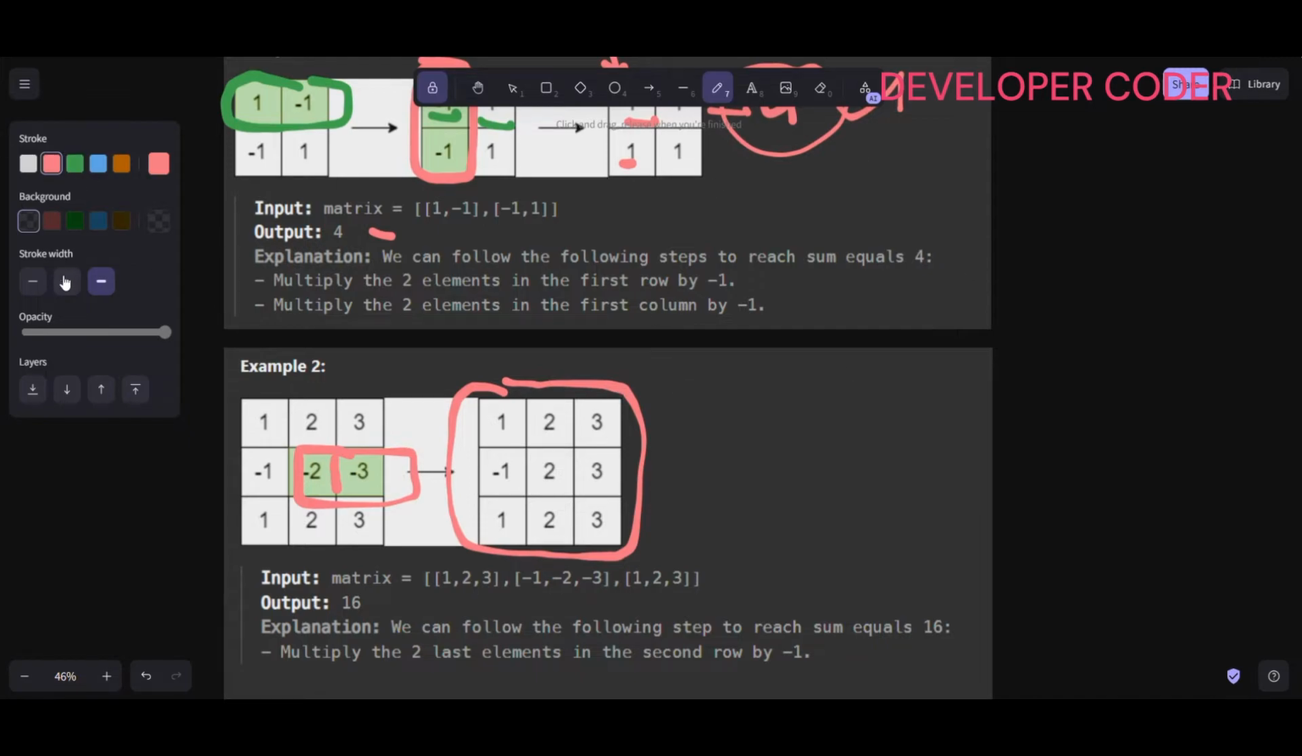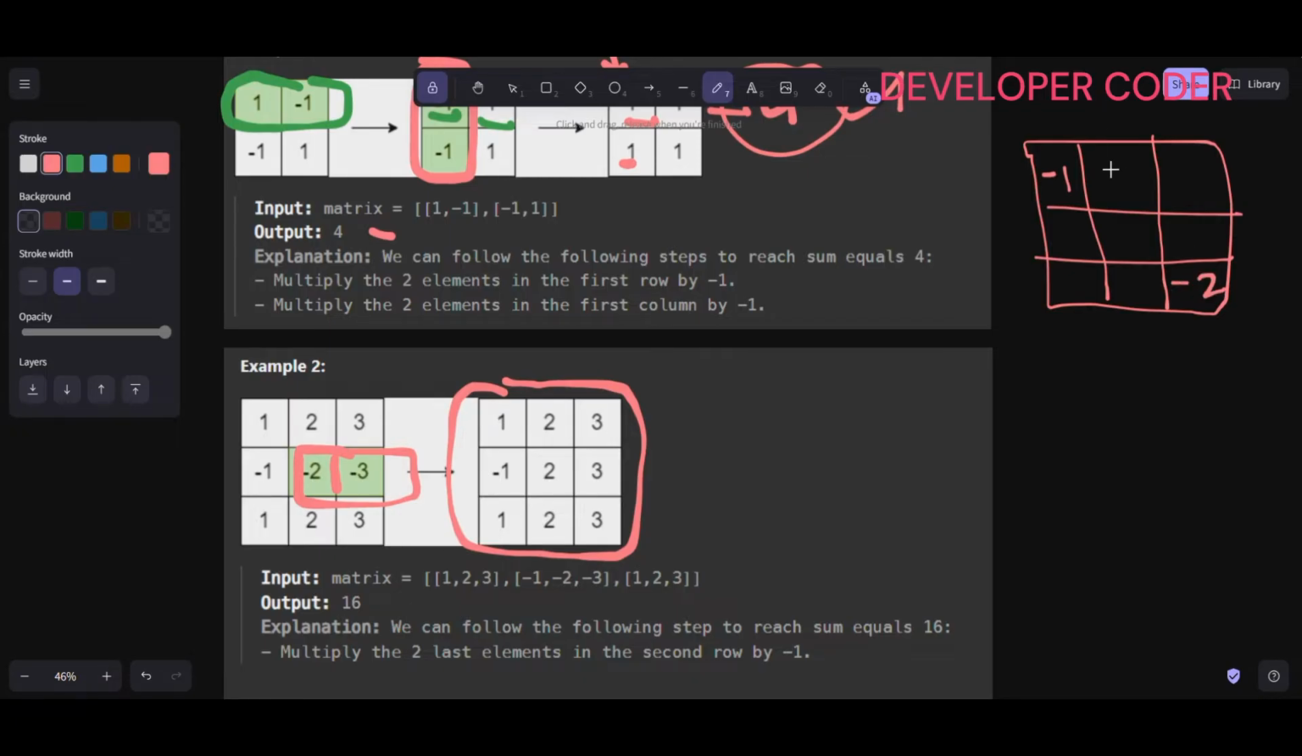Now I want to tell you one thing. Let's say I have this 3 into 3 matrix. Let's say this number is negative and this number is negative, and all other numbers are positive, let's say 3 3 3 3 3 and 3 and 3 here. So this is my matrix. Only two numbers are negative. Count of negative numbers is 2, which is even.